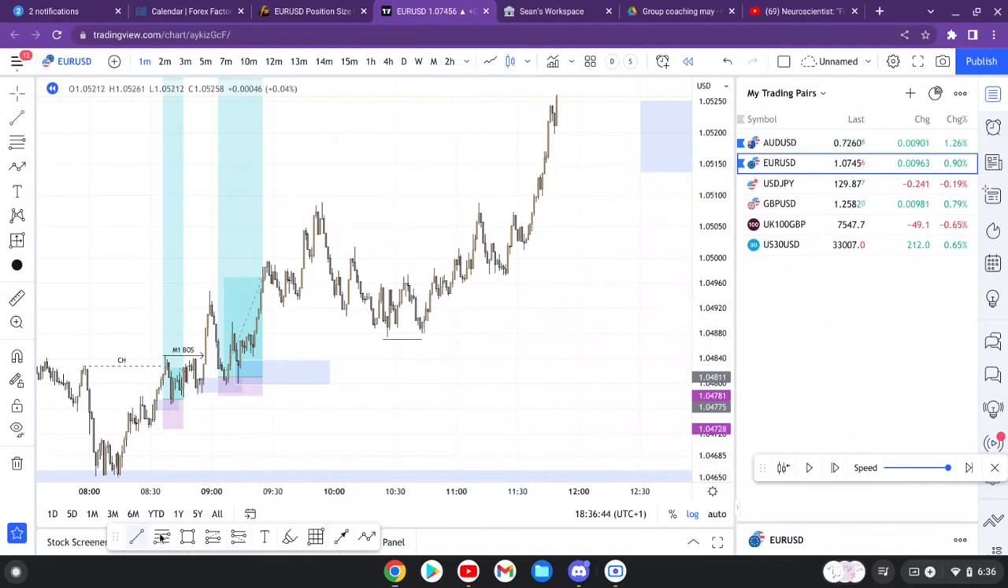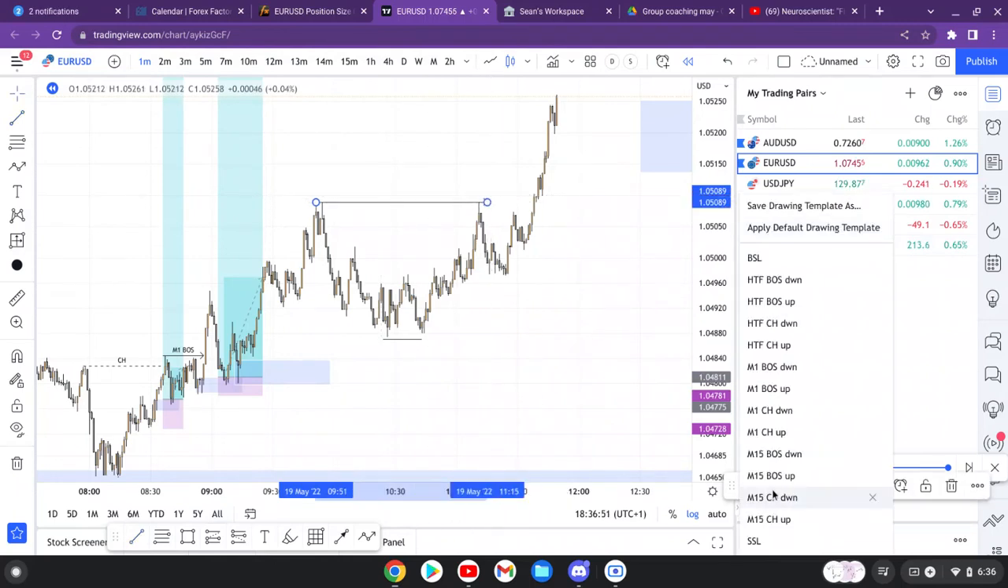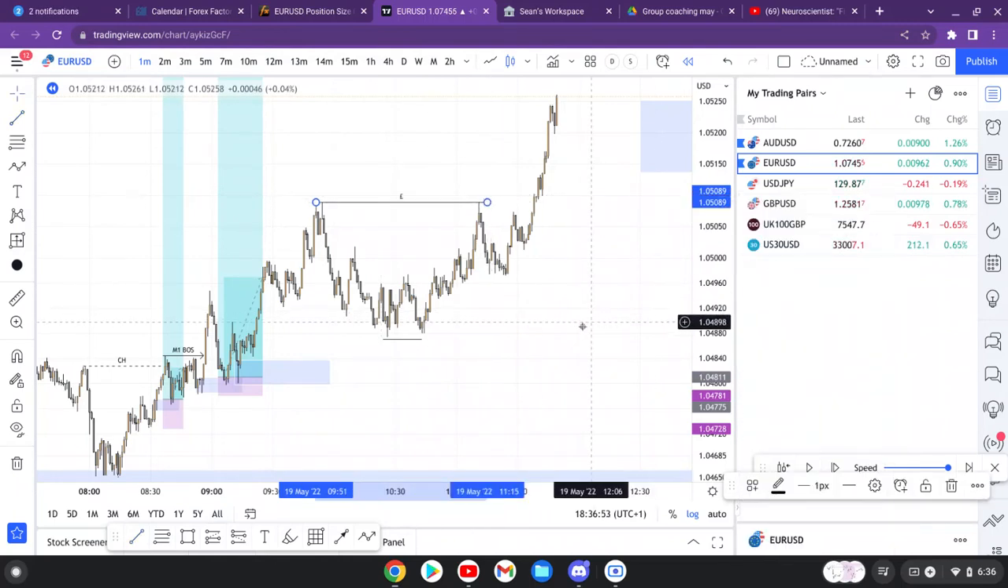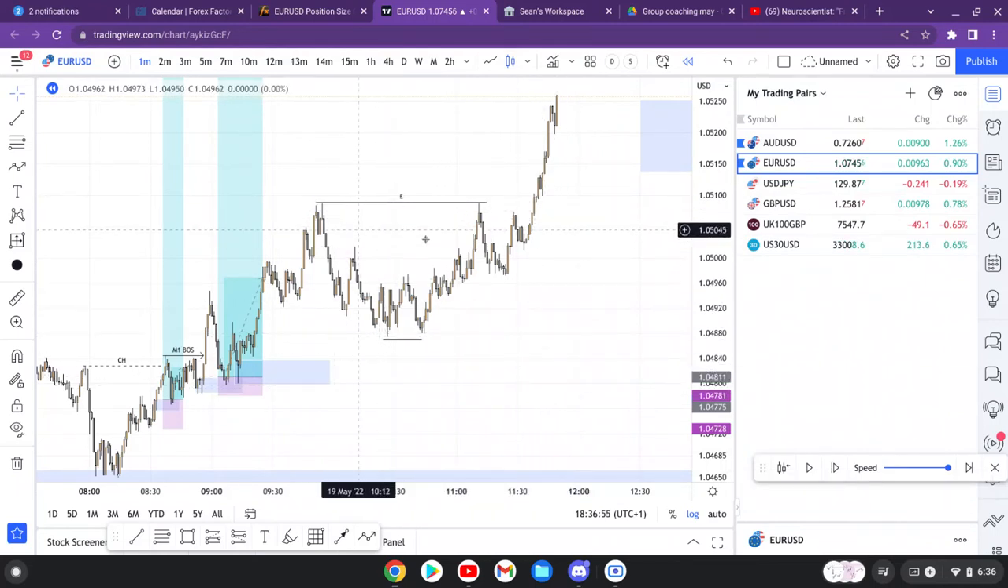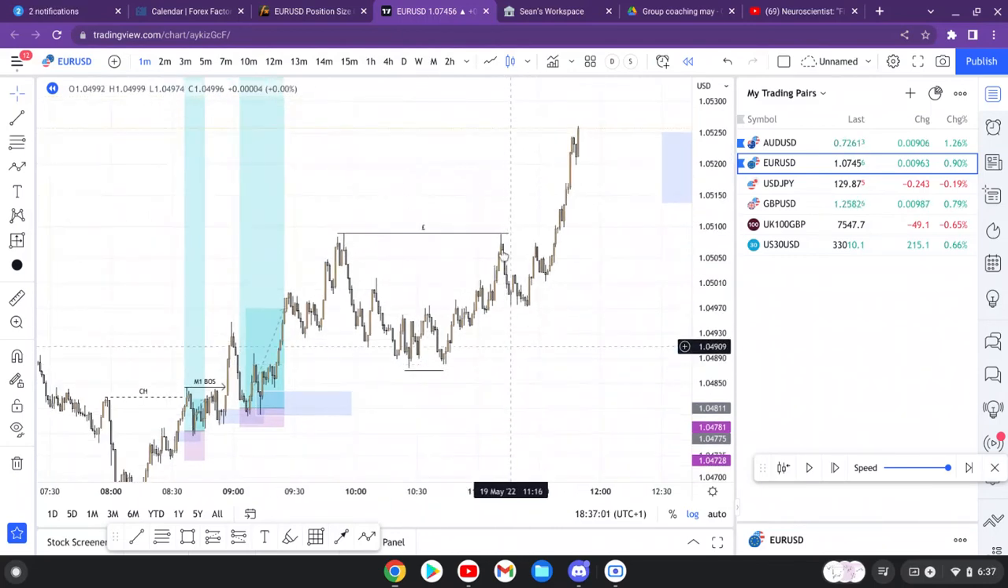What do we see again here? Look, just to show you. Double top. Buy side liquidity. So retail traders may be looking at this and thinking, okay, we've got a double top here. And then what happens? Gets run.